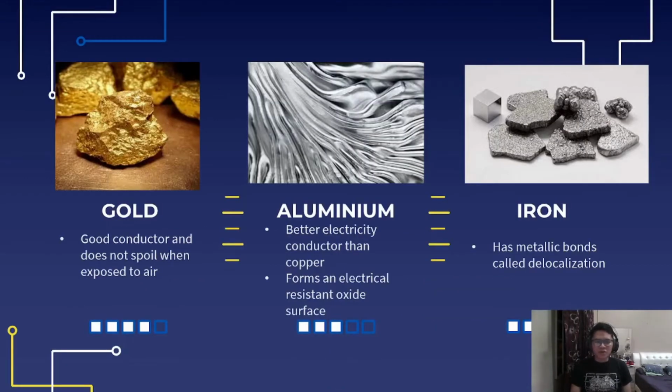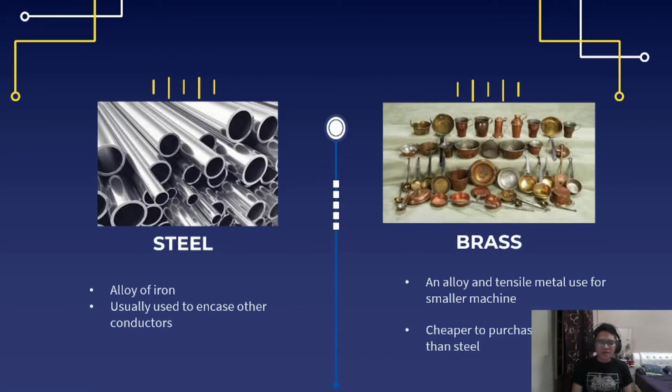Gold is a good conductor and does not spoil when exposed to air. Aluminium is a better electricity conductor than copper. It forms an electrical resistant outside surface. The next one is iron. It has metallic bonds called delocalization. And then steel, it is an alloy of iron, usually used to encase other conductors. And the last one is brass, an alloy and tensile metal used for smaller machines. It is cheaper to purchase, less corrosive than steel.